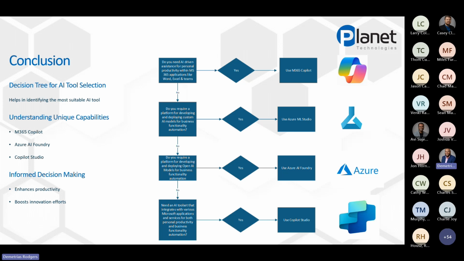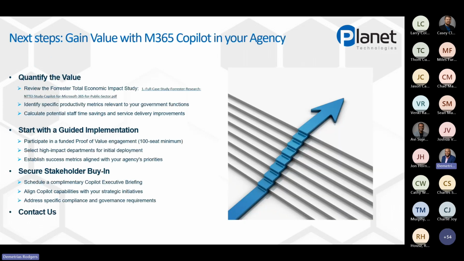Now, when we want to refocus back on, hey, where are you in your Copilot journey, and how do you start getting that value? Here's the things that you can do when we start talking specifically about the proof of value conversations that I alluded to earlier. You can quantify the value. One of the things I highly encourage you guys to read, if you haven't already, is the Forrester Total Economic Impact Study for Copilot. I have the link there. I think we can make these slides available so you guys can read it. Also start looking at what are some metrics and relevant government functions that we can apply AI to and leverage Copilot for.